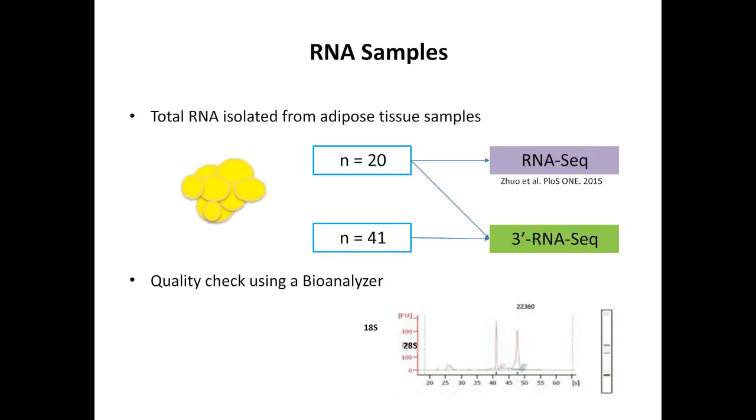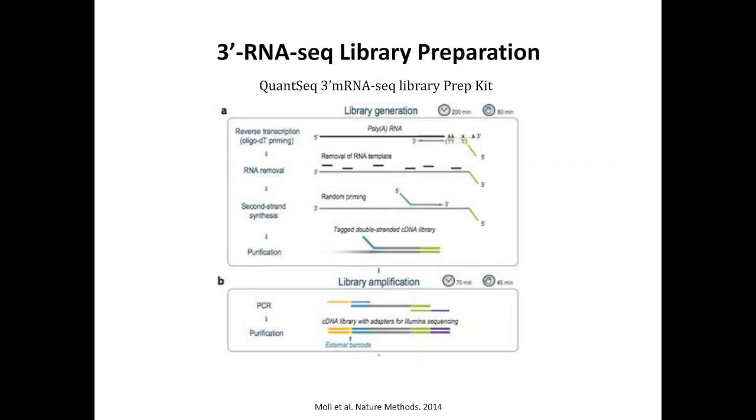This will allow us to compare these two technologies to see if we can achieve high accuracy with 3' RNA sequencing. So we did as we typically do in the lab. Before library preparation, we check the quality of RNA using a bioanalyzer to make sure that the RNA has high quality. We use RNAs that have an integrity value of 8 or higher. So after the quality check, we followed the 3' RNA-seq library preparation steps.